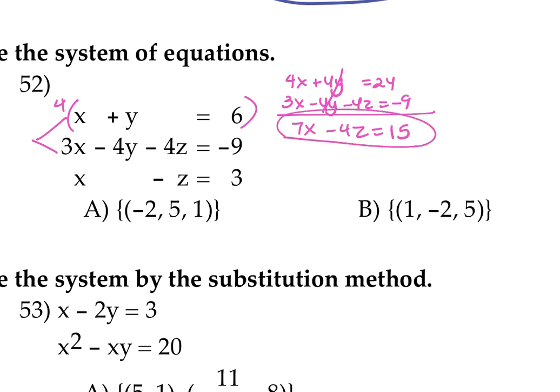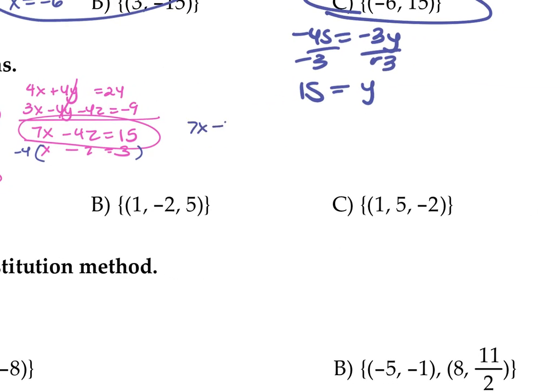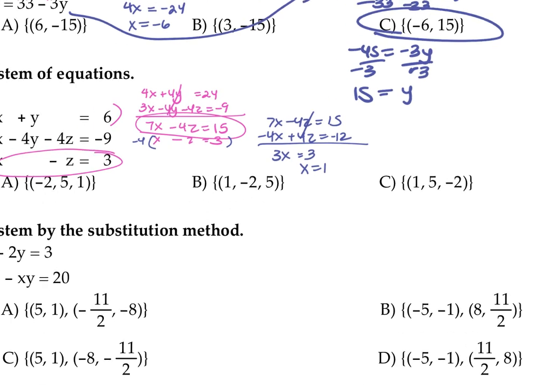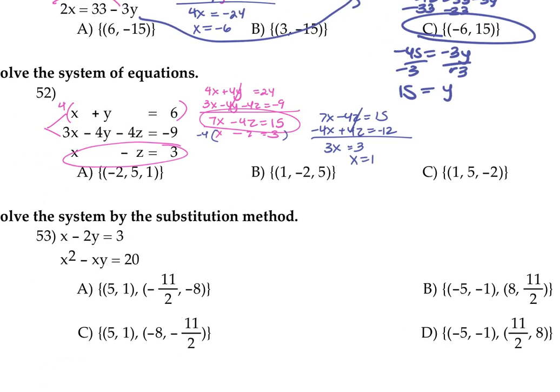Now, with these, I can multiply the bottom row by negative 4. So 7x minus 4z equals 15, and negative 4x plus 4z equals negative 12. 3x equals 3, x would equal 1. I can take it and plug it back in either one that had two variables. So if I plug it back in here, 1 minus z equals 3, negative z would equal 2, and z equals negative 2.